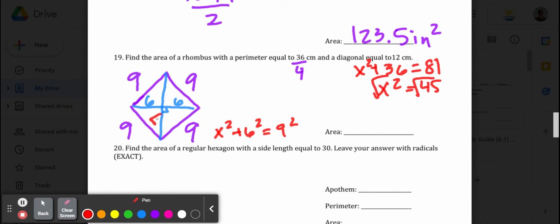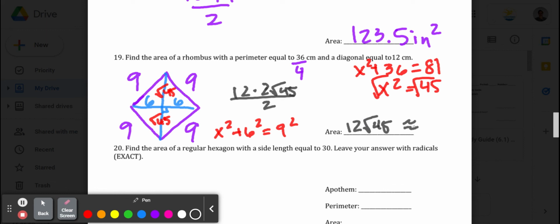So this should be the square root of 45, but then we're going to get 2 of them. So to solve this, 12 times 2 square root 45 divided by 2. And 12 times 2 is 24, but then divide by 2, so it's 12 rad 45, which is approximately, let's see, the square root of 45 times 12, it's about 80.5.